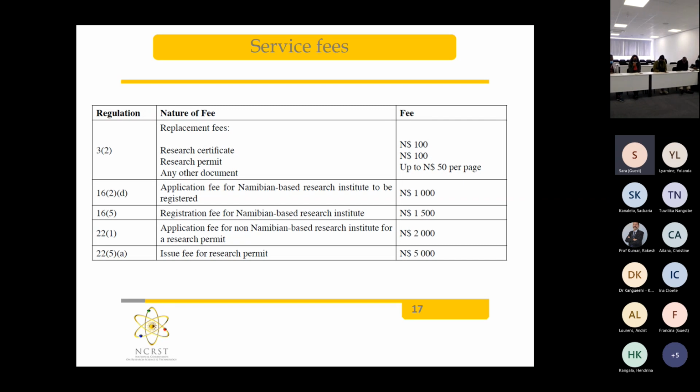They don't pay anything. However, if you own an institution, a company, or some other entity through which you wish to conduct your research, then you'd have to register such a research institute as a private entity, and then you only pay for the certificate, and the projects that you carry out are free of charge.